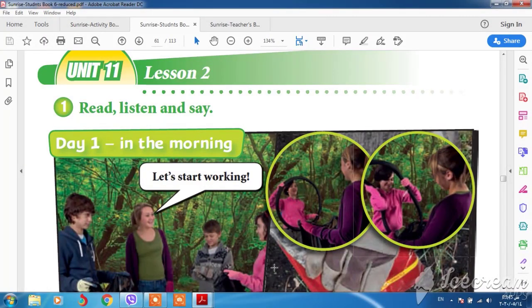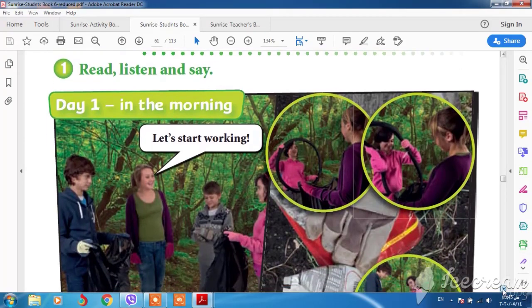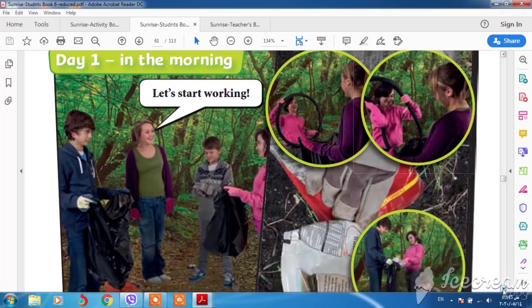Today I'm going to talk about Unit 11 Lesson 2. This unit is also about past simple, okay? Let me read for you. Day 1 in the morning, yes. Firstly, open your book, page 60, yes. Day 1 in the morning, let's start working.